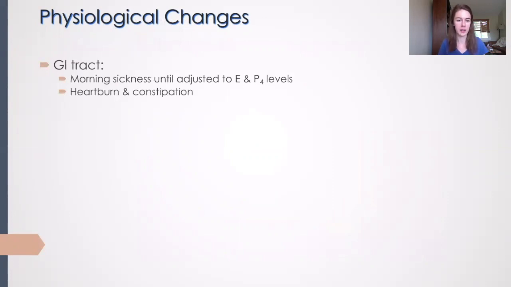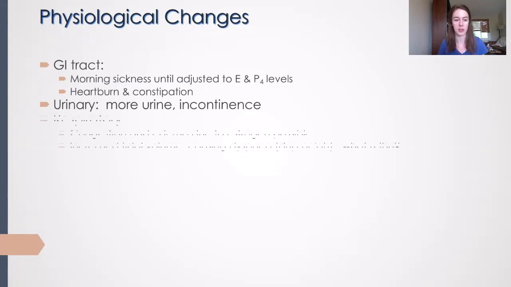The GI tract, heartburn and constipation, all of these things are really just because the uterus is expanding so much to accommodate that growing fetus. And so this is pushing on all of the other organs. Morning sickness is typically due to elevated progesterone levels. You urinate more because the baby is pressing on your bladder, but there are physiological effects that cause that as well.